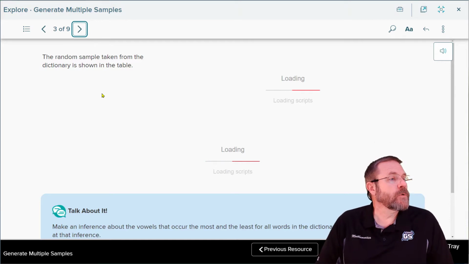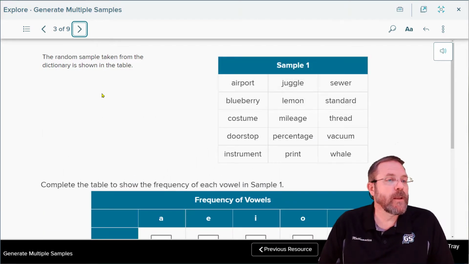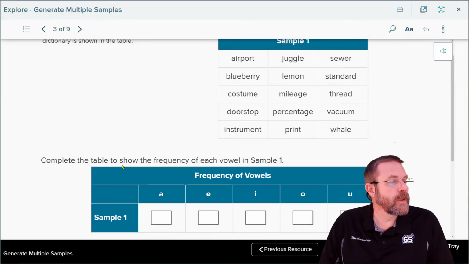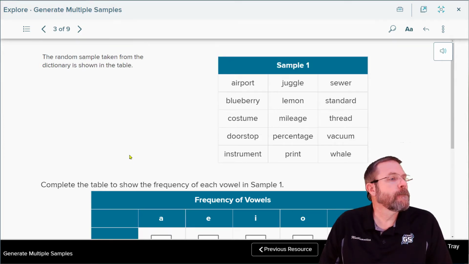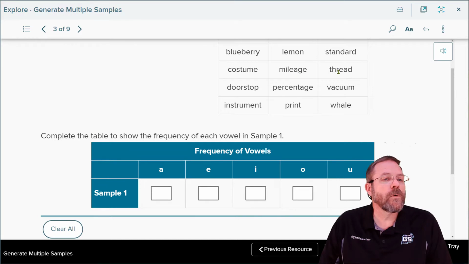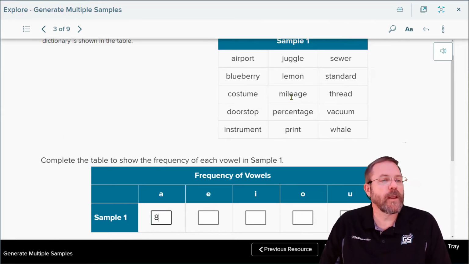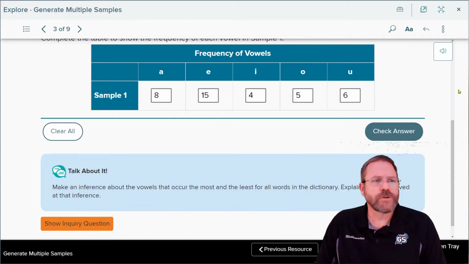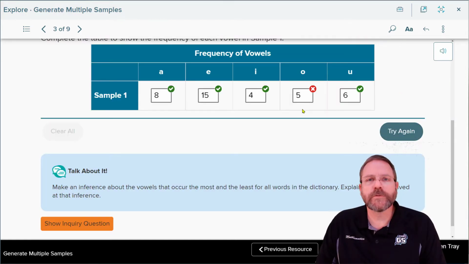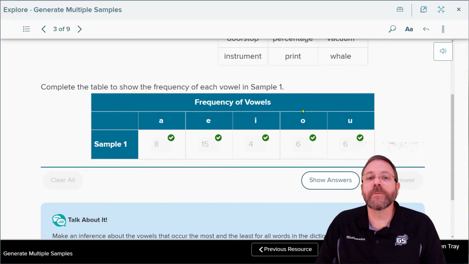The random sample taken from a dictionary is shown in the table. So you've got all these words here in table 1, and if you were to go through that, let's complete the frequency table for each vowel. So A, so I've got 1, 2, 3, 4, 5, and so on up to 25. Then the next vowel: 1, 2, 3, 4, 5, and another: 1, 2, 3, 4, 5, and another: 1, 2, 3, 4, 5, 6. Check our answers, and I missed an O in there. It looks like it should have been 6 O's.